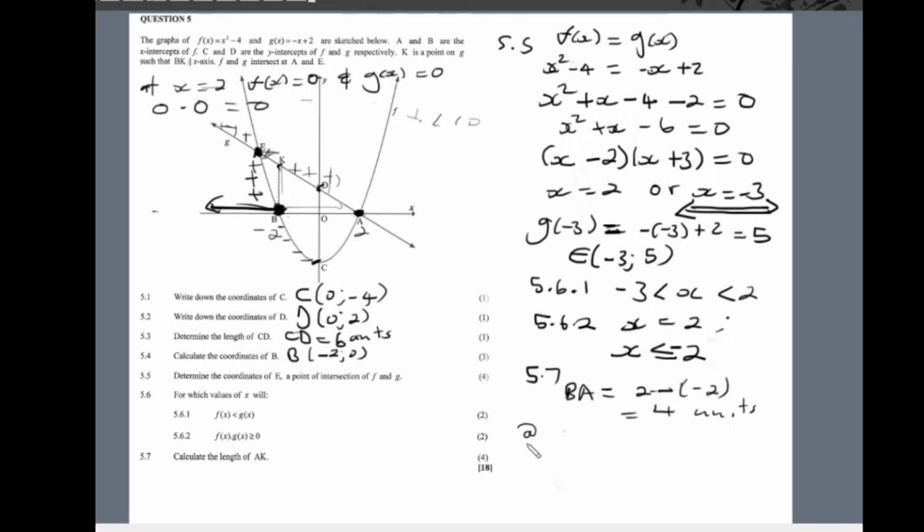So at K the y value there will be, if we substitute -2 into the graph of G, we'll get -2 + 2, which is 4. So the length of BK is also 4 units, right? And then using the theorem of Pythagoras, AK will be equal to the square root of 4 squared plus 4 squared, which is 4√2 units.